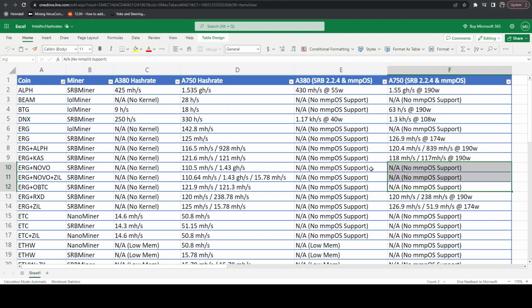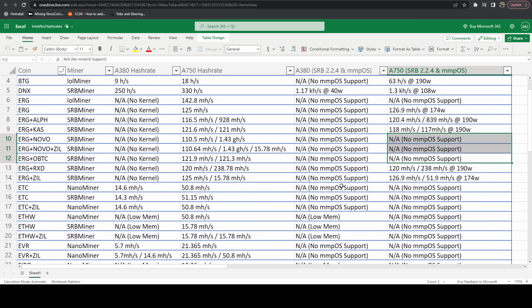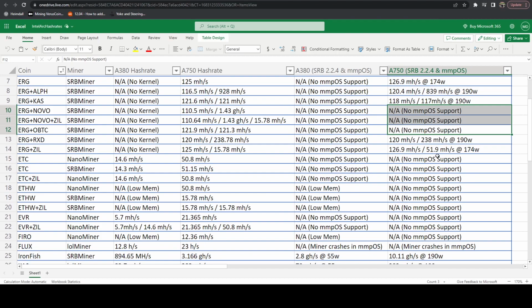ETC, we could not get to work in mmpOS. Same thing with ETHW. I did find it interesting that we were able to hash on Zil, but essentially we didn't have support for any of these within mmpOS. It was really odd. I did let this thing run overnight to run through a few Zil windows, and we did indeed get shares submitted to the Zil pool.